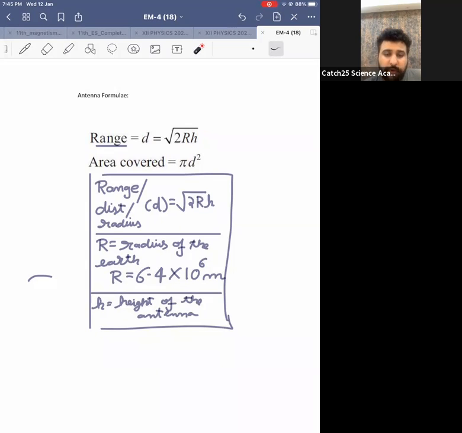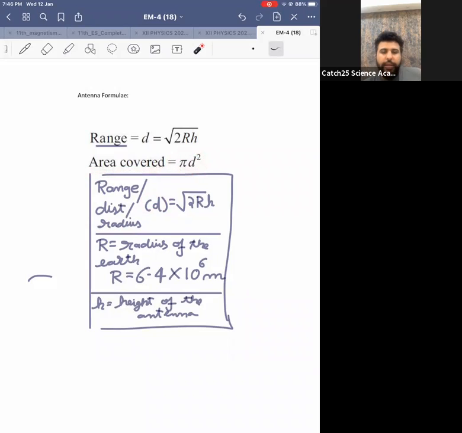And the second formula that you have is area covered by an antenna. You know what is the formula for area? Pi into radius square, correct? But in this case, radius is denoted as d. Therefore, can I say area covered by an antenna is pi d square? Actually, area is pi into radius square, but in this case our radius is denoted as small letter d. Therefore, area covered by an antenna is pi d square.